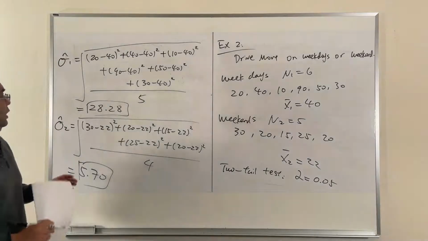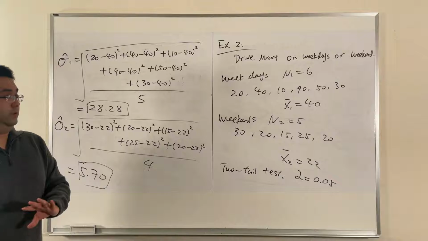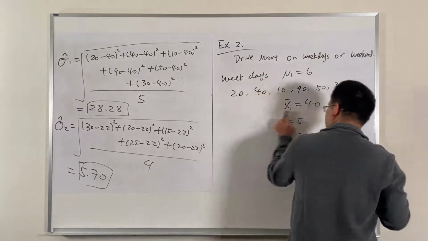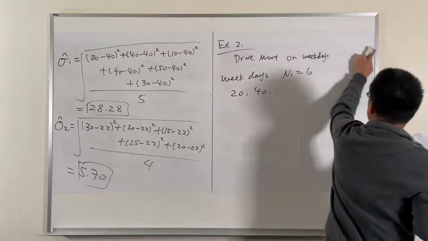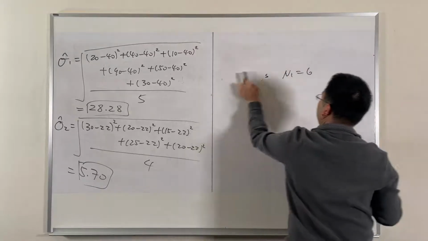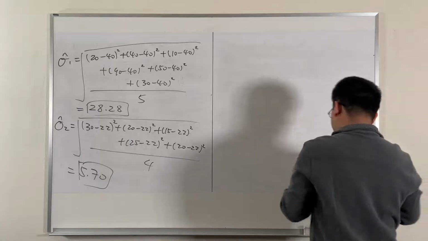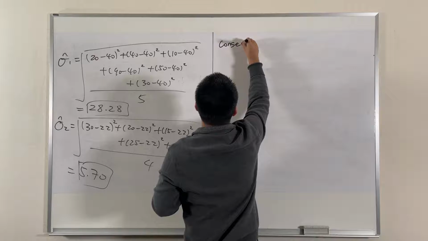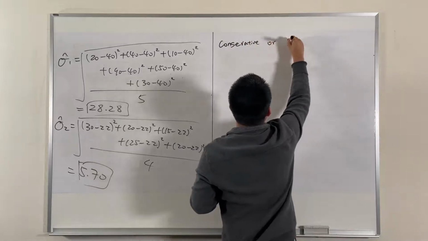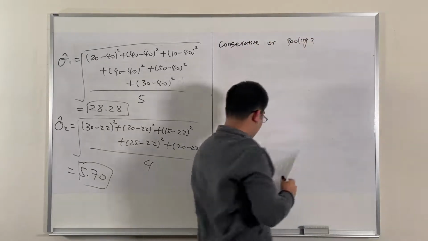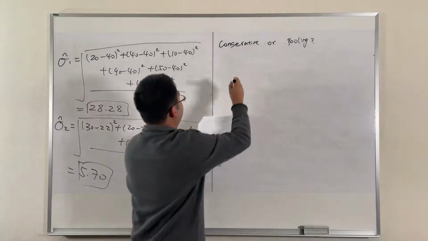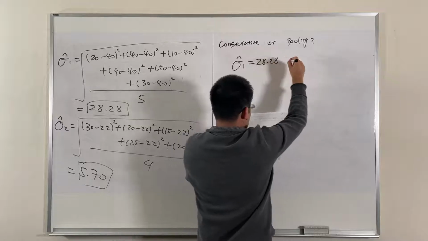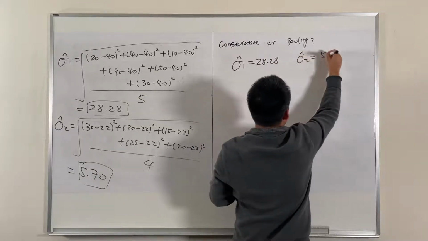Now we want to decide whether we want to use pooling or conservative. Okay, the question is conservative or pooling? And that's the question to ask. Let me just rewrite the two numbers. Sigma 1 hat equals 28.28. Sigma 2 hat is 5.70.